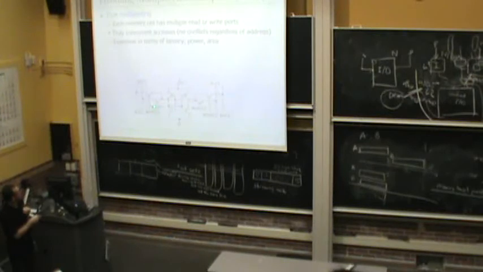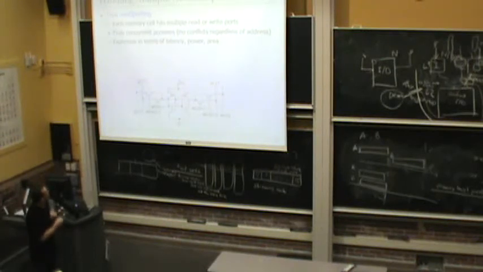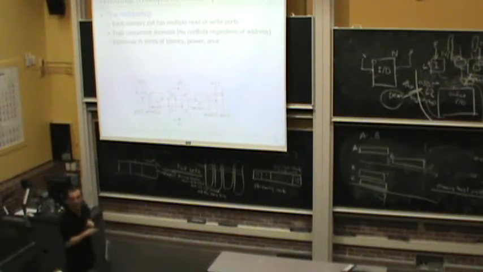It comes at a cost because now you have multiple word lines that go to the cell, multiple bit lines to be able to read from different cells, or even the same cell at the same time, which means that this comes at the cost of latency. You have more capacitive loading in these buses, and your latency to the access for the single cell increases, more power, more area.